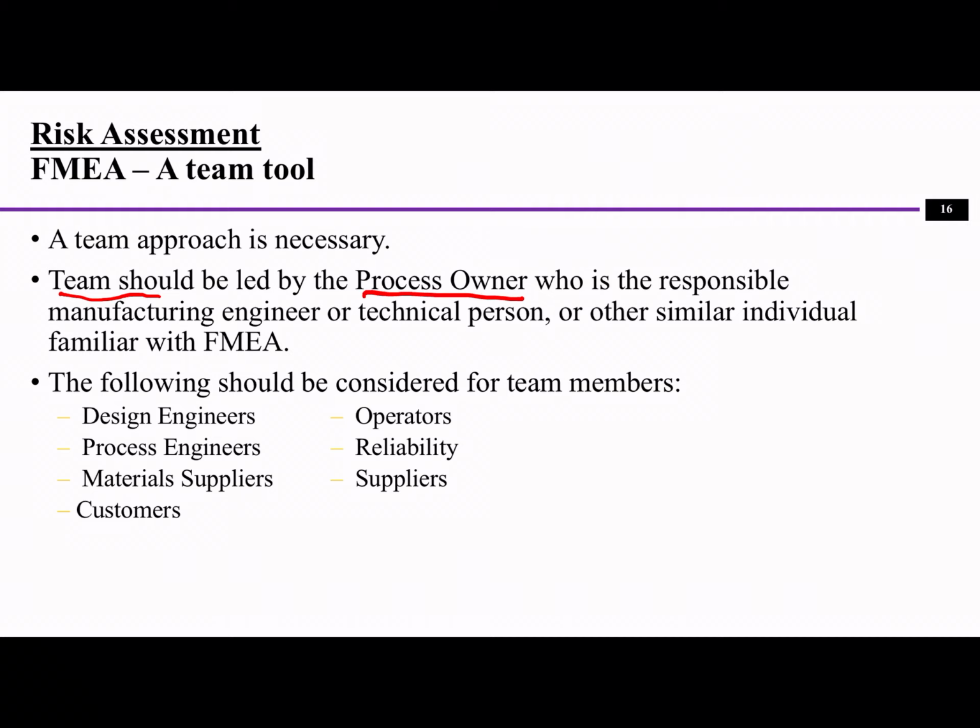If it is in a production setting, you might want to consider the design engineers, process engineers, material suppliers, customers, operators, and reliability suppliers, all getting involved in completing this FMEA, because they understand better what they contributed in the product or in the process. Then they understand better what could go wrong in the system. So this is why it's desired that you have a team of people from different aspects of the system.